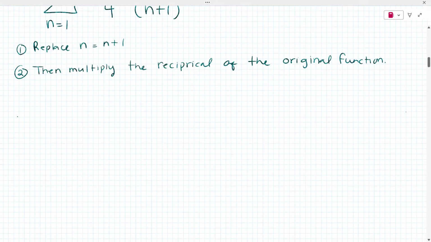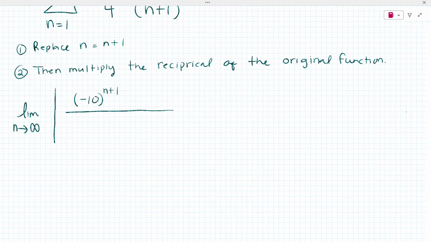So it's going to be the limit as n approaches infinity. Step 1: I'm going to put the absolute value, and wherever you see an n, replace it with n plus 1. So it's going to be negative 10 raised to the n plus 1 over 4. It was originally 4 raised to 2n plus 1, so wherever you see an n, replace it with n plus 1. So it's 2 times n plus 1, plus 1, and then times n plus 1 plus 1, right?